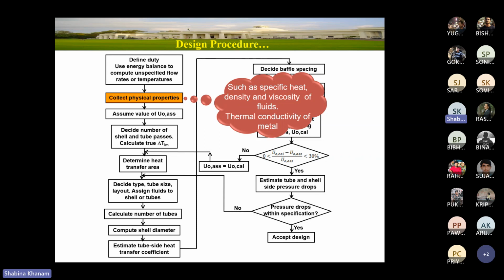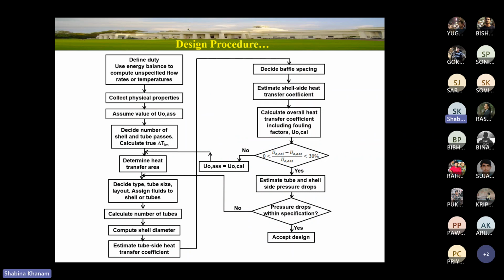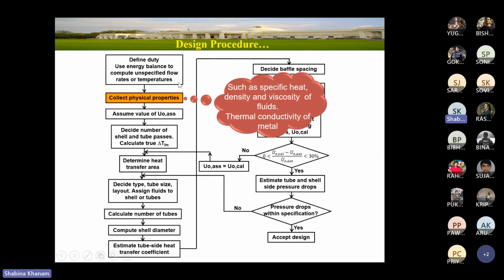If you are given the flow rate and only one temperature, how will you collect the physical property? Because you can calculate physical properties only at the average temperature, and that will require the second temperature of the second fluid. I hope you are able to follow me. So in that case, one temperature is already known to you.